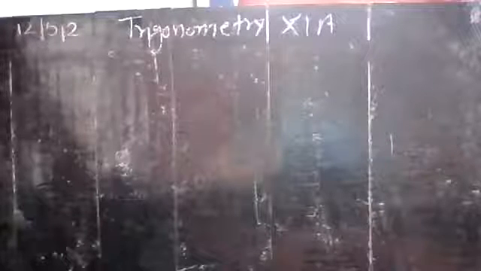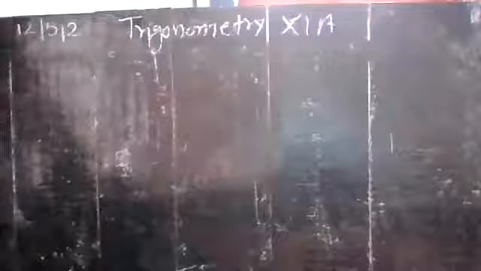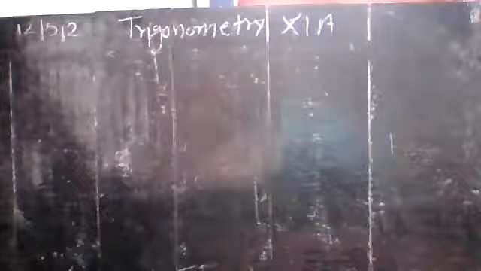Your last topic for trigonometry is trigonometric equations. In that chapter, you will study how to find or solve trigonometric equations. Understand? There are two types of solutions in trigonometry. One is known as the principal solution, and the other is known as the general solution. We will discuss all those topics step by step.